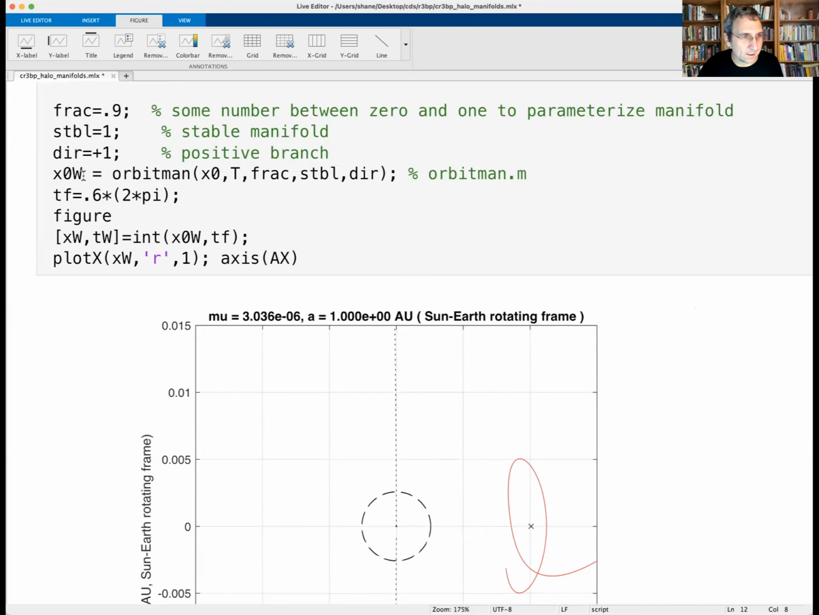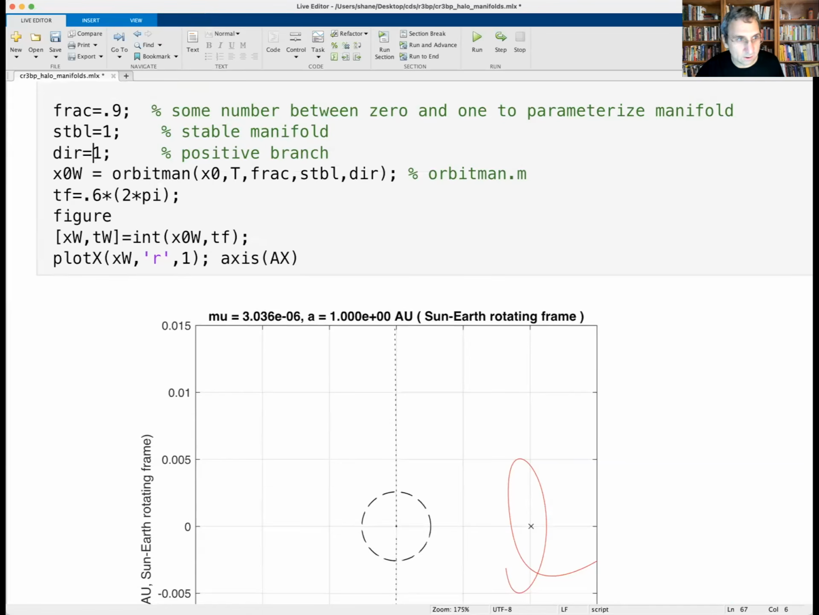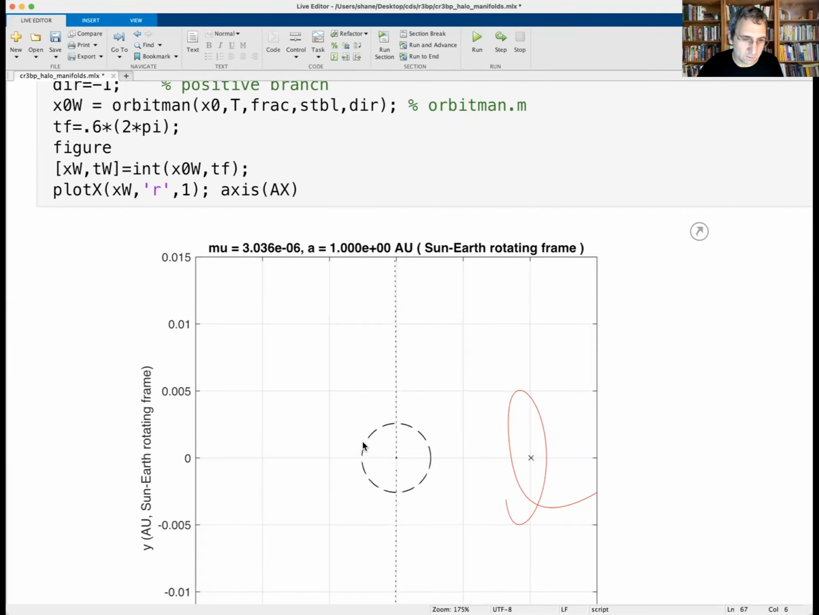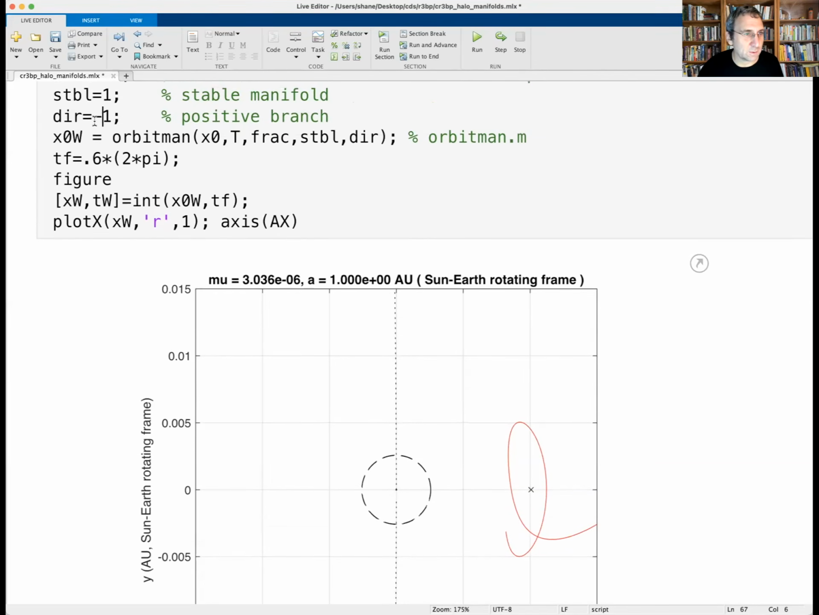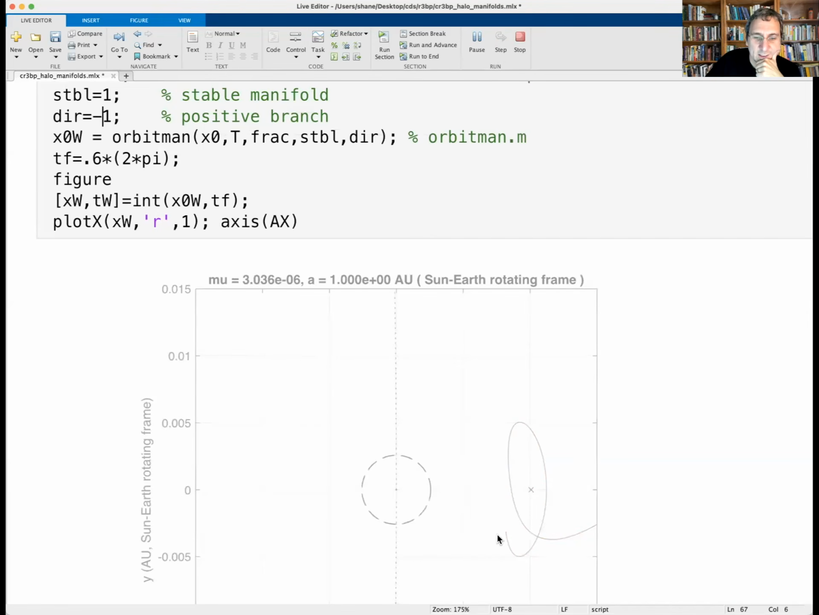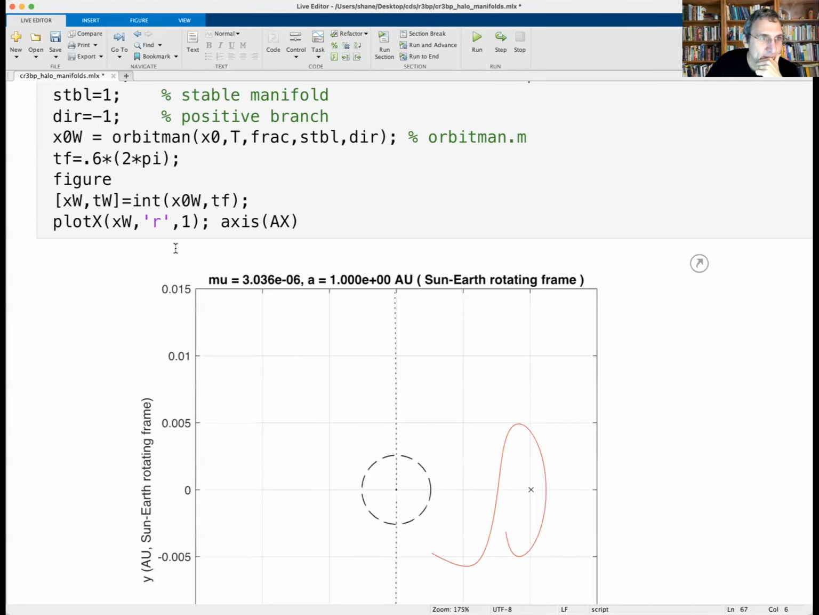So maybe I'll do -1 here. And this will give me a part of the stable manifold that doesn't come from the exterior realm, it'll come from the Earth realm. So I just change this from a plus to a minus. And then if I rerun, I'll get the other branch, so it should be going towards the Earth. And this is in backward time. There we go. Let me let this integrate for a little bit longer.